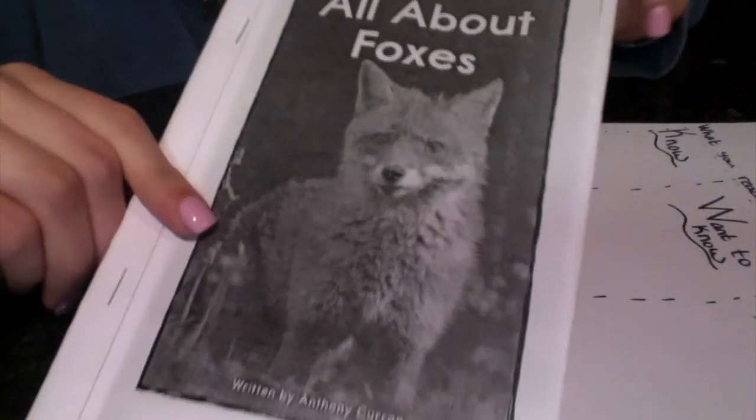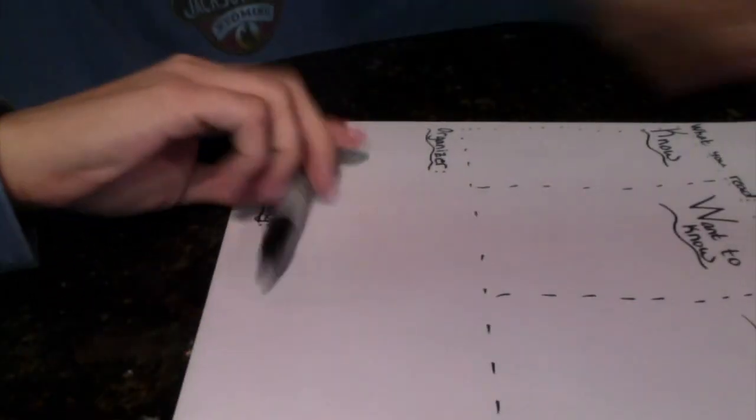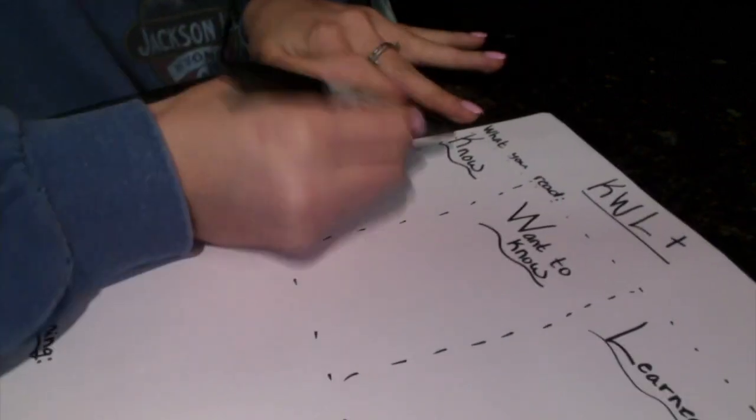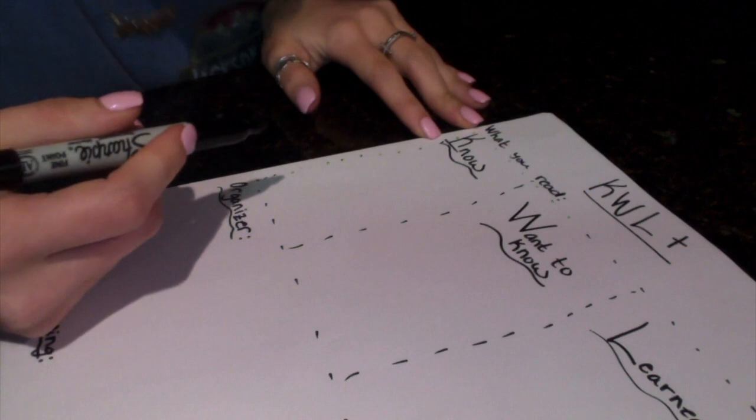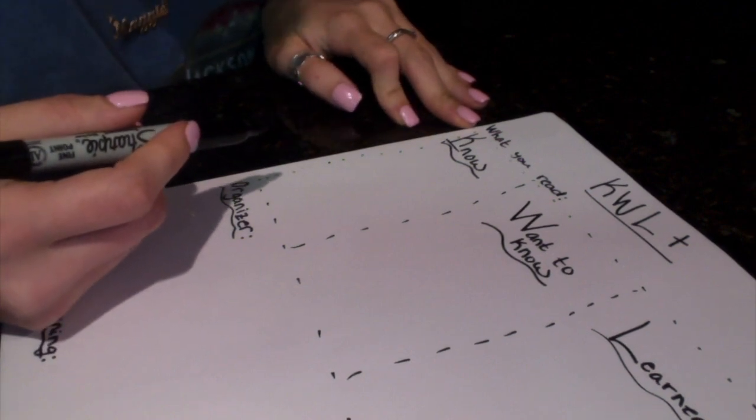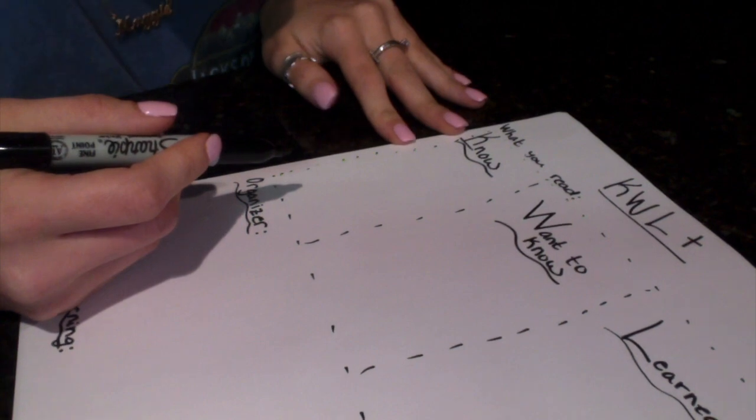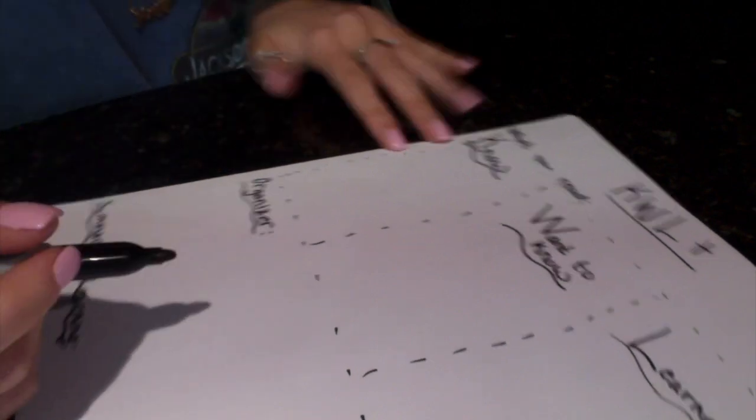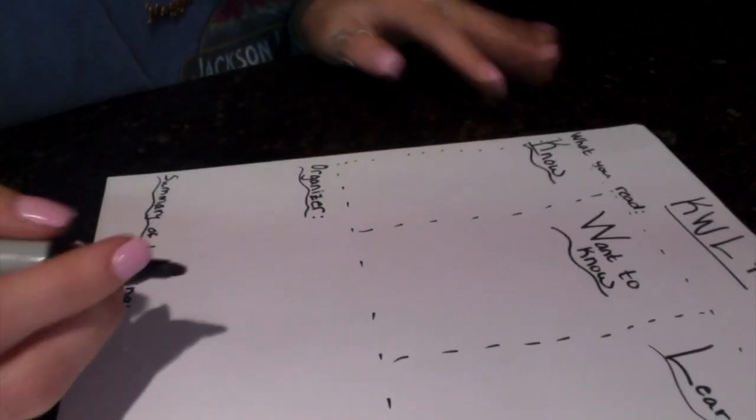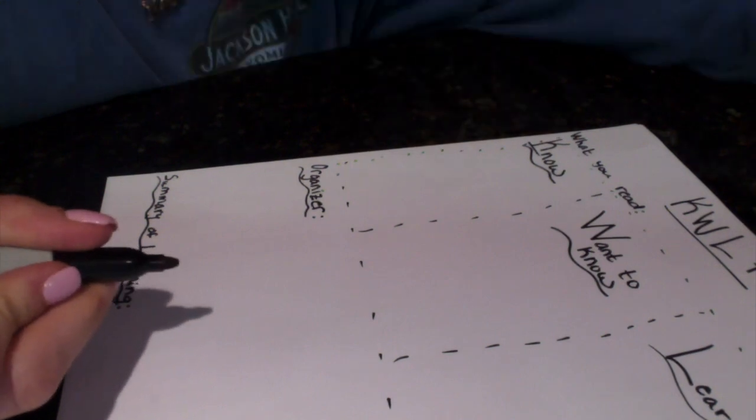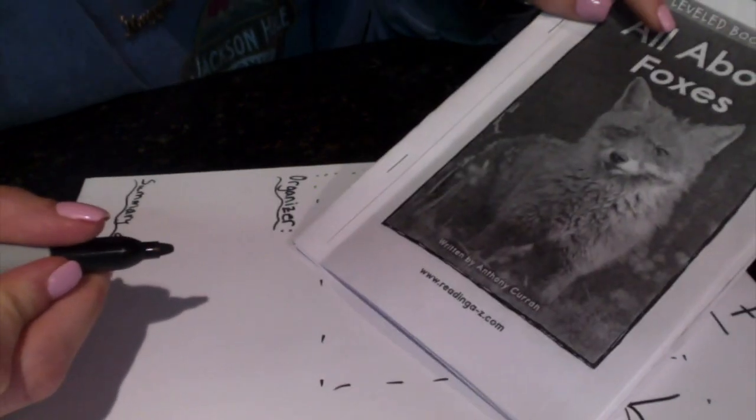Prior to reading your guided reading book, you're going to go ahead and start with the KWL chart. And specifically, you're just going to start with the K first. The K in a KWL chart stands for know. What do you know prior to the reading? So this is where students are going to fill out what they know about the topic. Today our topic is all about foxes.